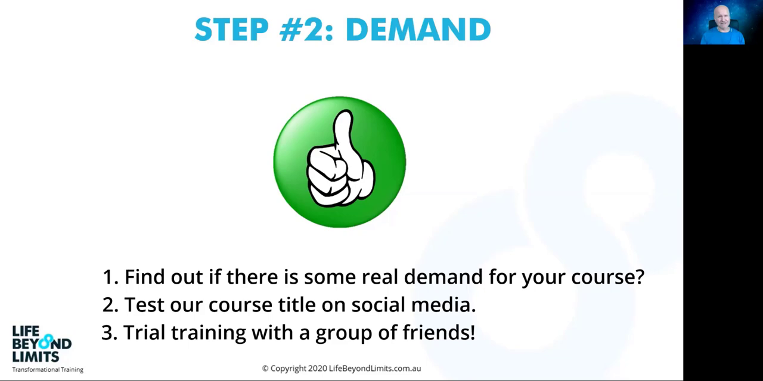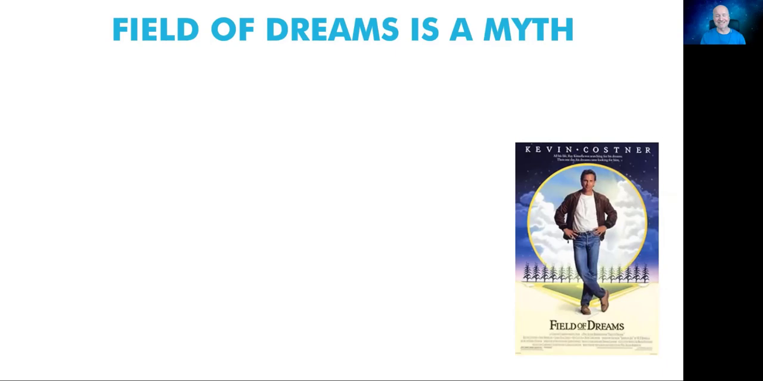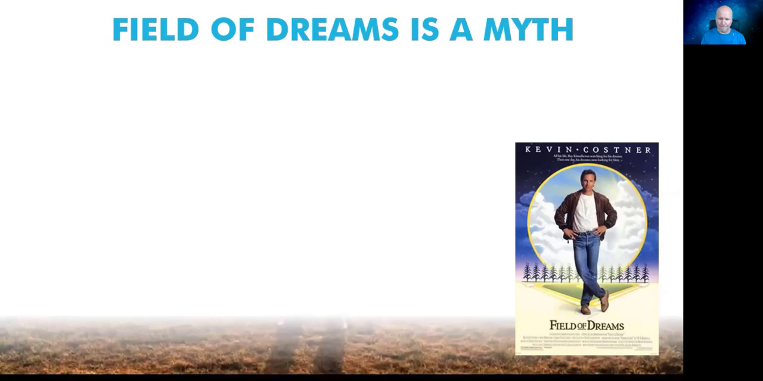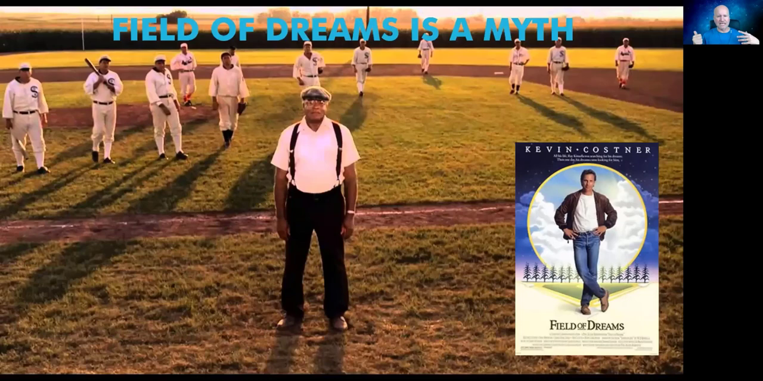Now, I believe that the Field of Dreams is actually a myth. A lot of people believe that if you build it, they will come. For those of you that remember Field of Dreams with Kevin Costner, he was a corn farmer who kept getting this message that he had to build a baseball field. The moment he did, all these baseballers of old started coming through the fields to play on his field. It's a great movie, but in reality, it doesn't work. You don't build and they will come. It's costly, time-wise and energy-wise, when no one comes. So it is much, much better to test first.